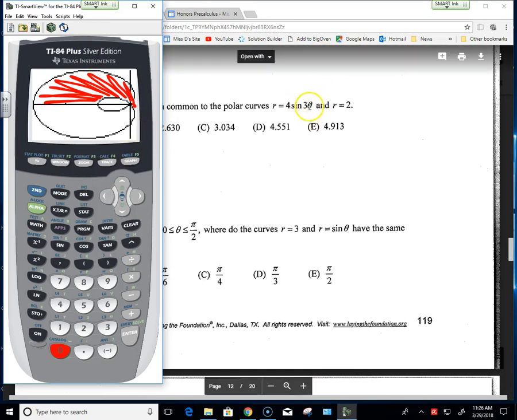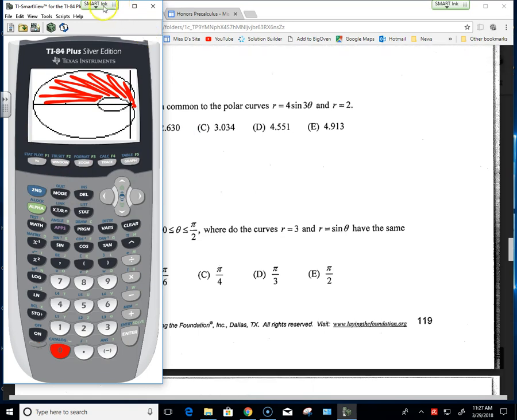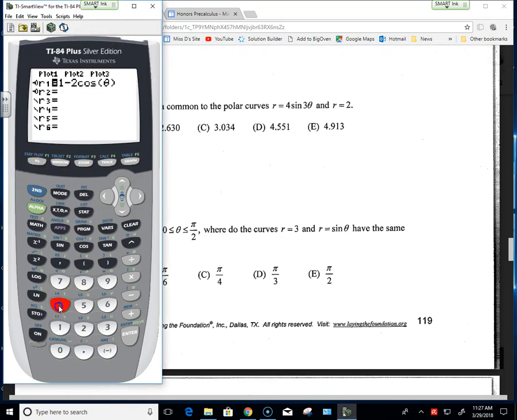Guys, we see a 3-leafed rose that goes out to 4, right? With polar axis symmetry, and then we see a circle that's 2. Let me go ahead and get rid of all the smart ink. Let me go ahead and graph, zoom fit, 4 sine of 3 theta. Is this one that we did yesterday? Got it.